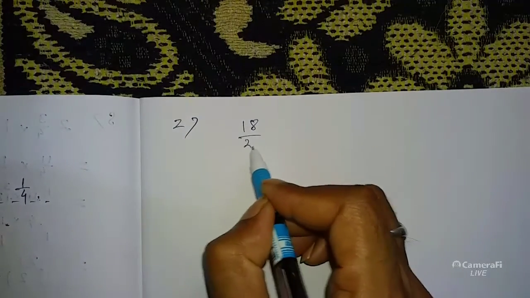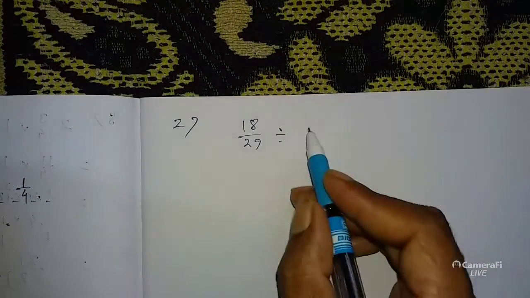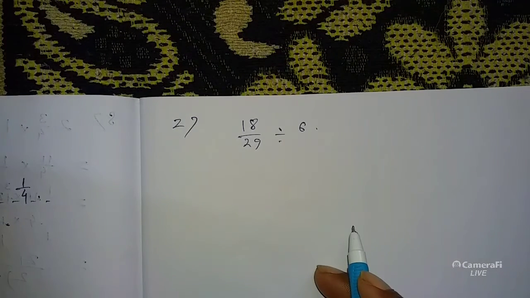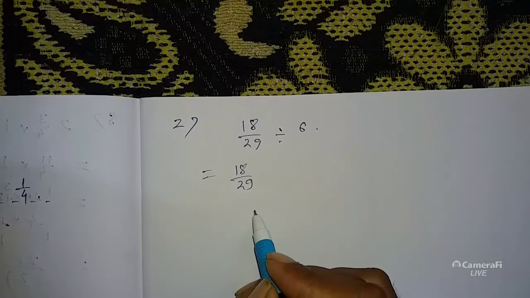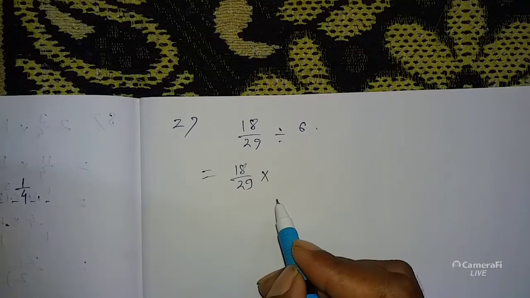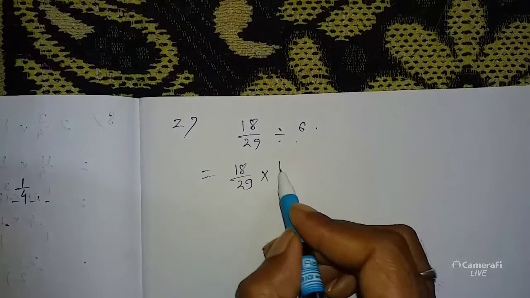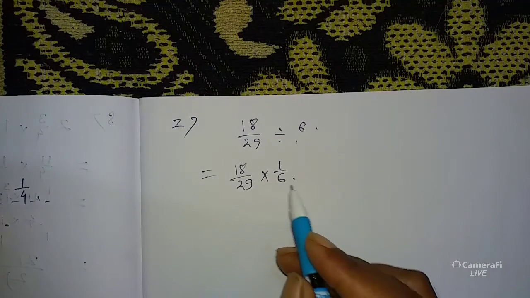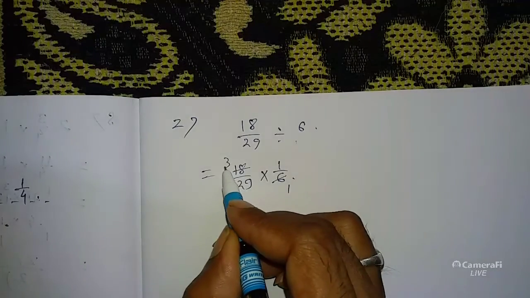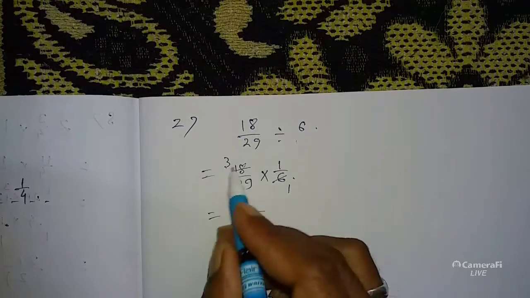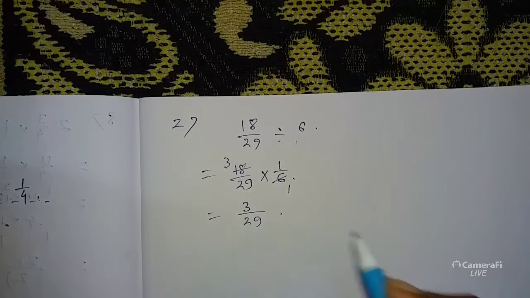Suppose we have to divide, number 2, I am taking 18 by 29 divided by 6. Then we write this 18 by 29 as it is, change it into multiplication, taking the reciprocal of 6, 1 by 6. Now, 6 and 18 can be divided by 6, 6 ones are 6, 6 threes are 18. So, the result becomes 3 by 29, 3 ones are 3, 29 into 1, 29. This is complete.